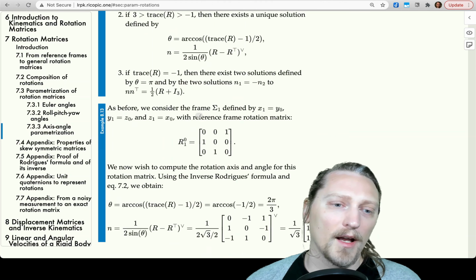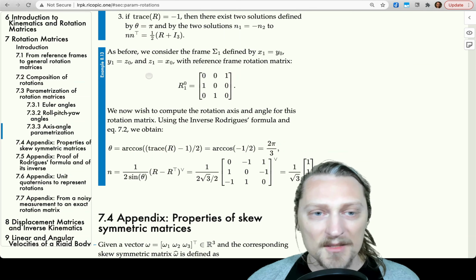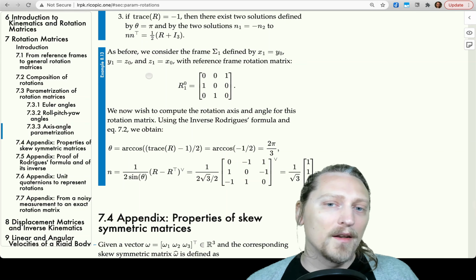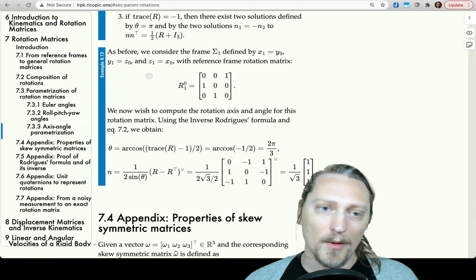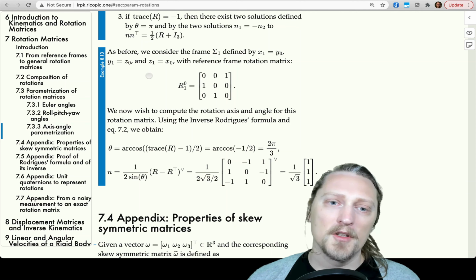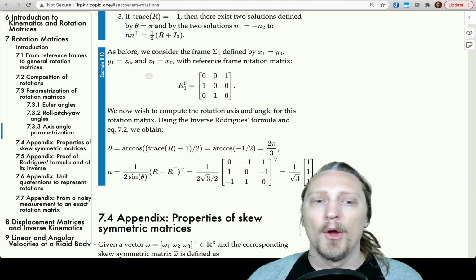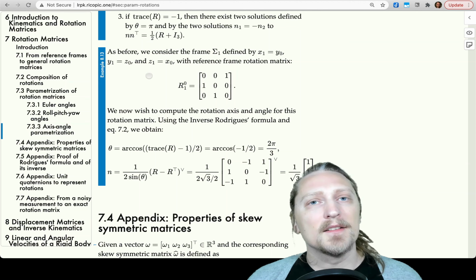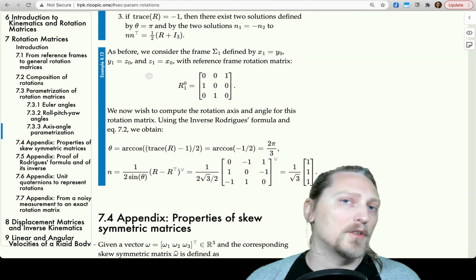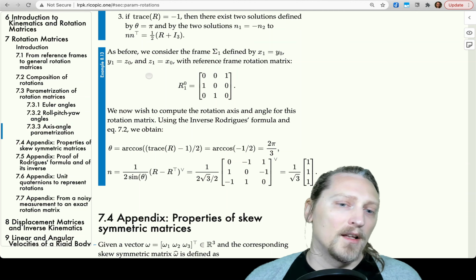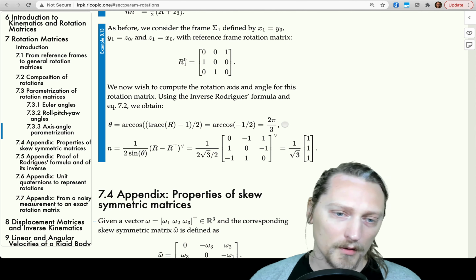Okay, so let's take a look at this inverse problem in an example. As before, we consider the frame sigma 1 defined by swapping x and y axes around with the reference frame rotation matrix that we've looked at a few times now. We now wish to compute the rotation axis and angle for this rotation matrix. Using the inverse Rodriguez formula and equation 7.2, we obtain this. Theta is equal to this, which is just generally true, and we can compute it for a given rotation matrix to find what theta is. It's 2 pi over 3.